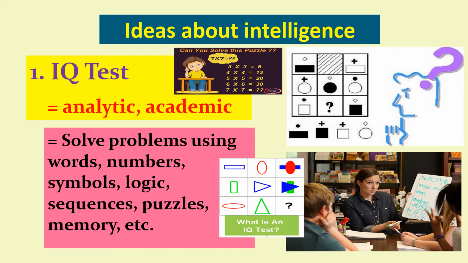Psychologists have lots of different ideas about intelligence, different kinds of intelligence, and different ways to measure it. The IQ test is just one way to do it, although it is the most common and maybe the most reliable, the most valid, the most accurate. An IQ test we can think of as analytic or academic. An IQ test is measuring a person's ability to solve problems that use words and numbers and symbols and logic and sequences and puzzles and memory and so on. It's kind of like school intelligence.